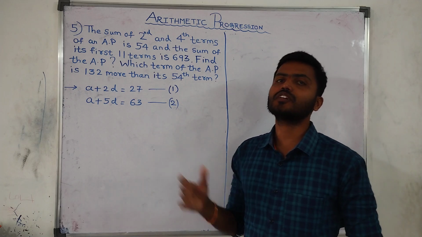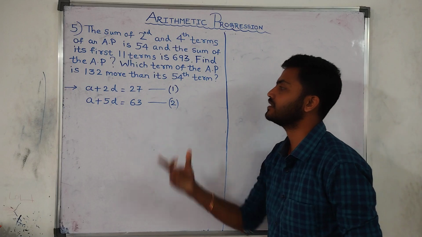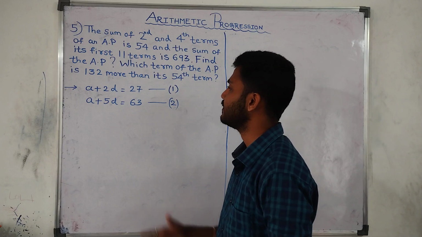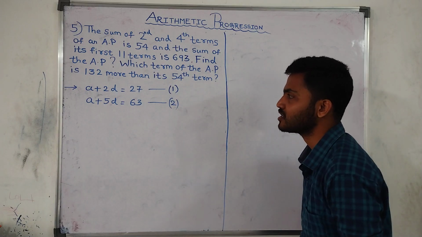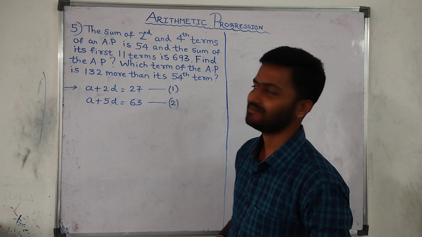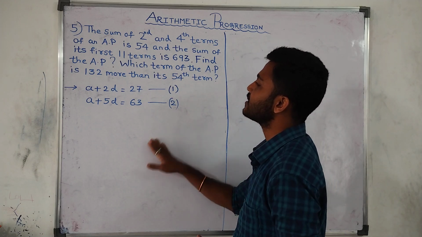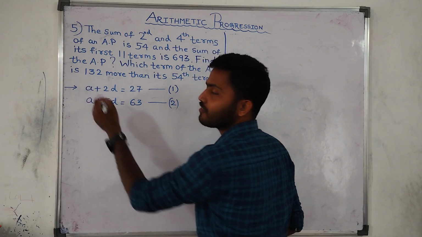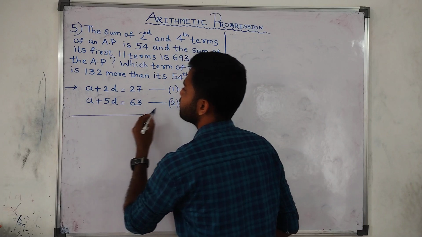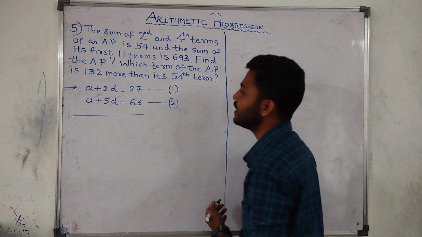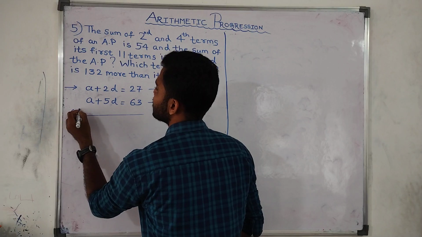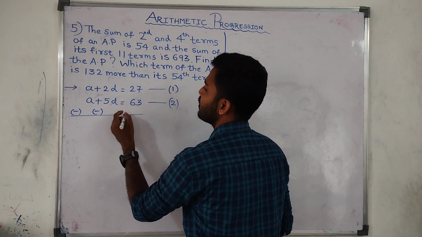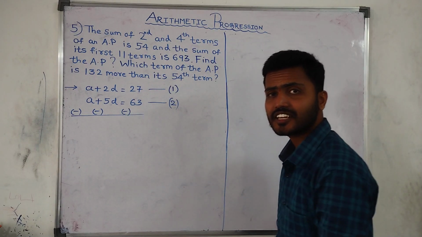Alright, so far we just arrived at two equations, equation 1 and equation 2. Equation 1 was a plus 2d is equal to 27, and equation 2 was a plus 5d is equal to 63. Okay. So now what will we do? We just add or subtract to get the values of a and d. Since the coefficients of a are the same, I'll just subtract these two equations. Whenever we are doing subtraction, the sign changes. So plus a becomes minus a, plus 5d becomes minus 5d, plus 63 becomes minus 63.